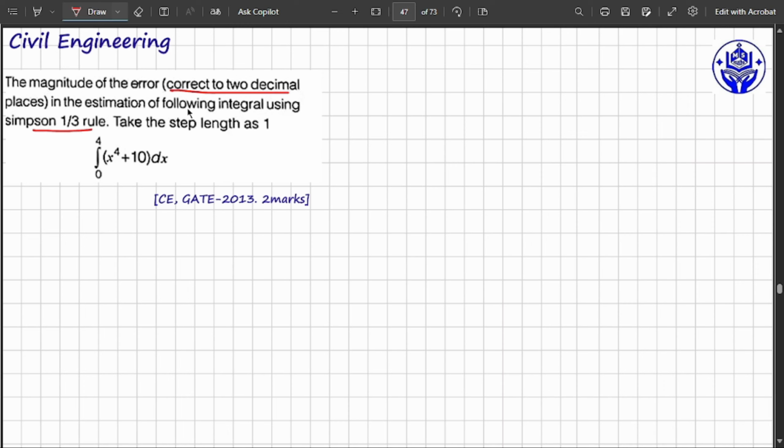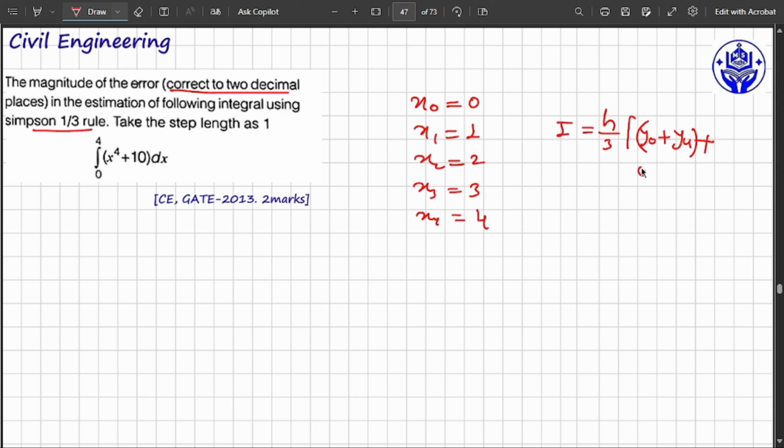So first of all, we'll just calculate the numerical result using Simpson's 1/3 rule with x0 = 0, x1 = 1, x2 = 2, x3 = 3, and x4 = 4. After that, you will find the integration as h/3 times [y0 + y4 + 4 times the odd terms (y1 + y3) + 2 times the even terms].